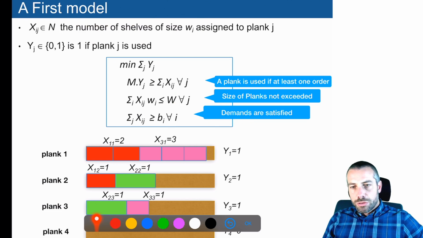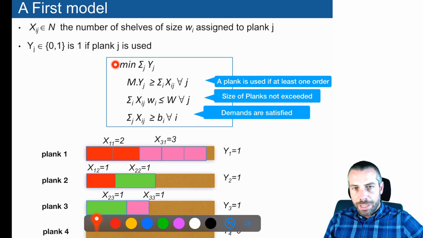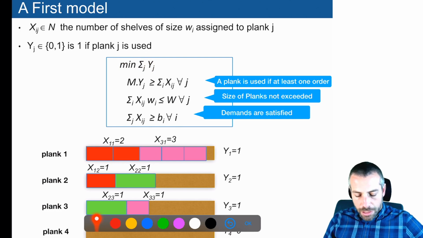Minimizing the total amount of waste, since all the planks have the same length, is quite easy. You just want to minimize the total number of planks that you will use, so you minimize the sum of y_j. This constraint will make sure that if you assign at least one order to a plank j, then this plank should be selected. And M is a value that is large enough. Let's assume that it is, for instance, plus infinity, but in practice you put a large enough constant, a big M. This is why it's also called a big M model, or big M constraint.